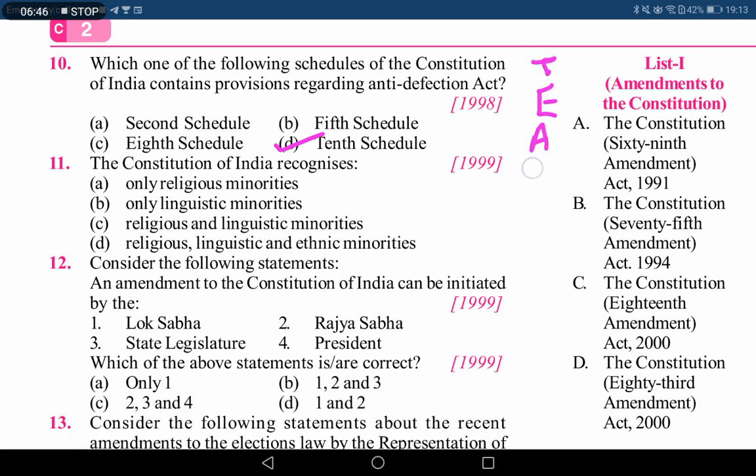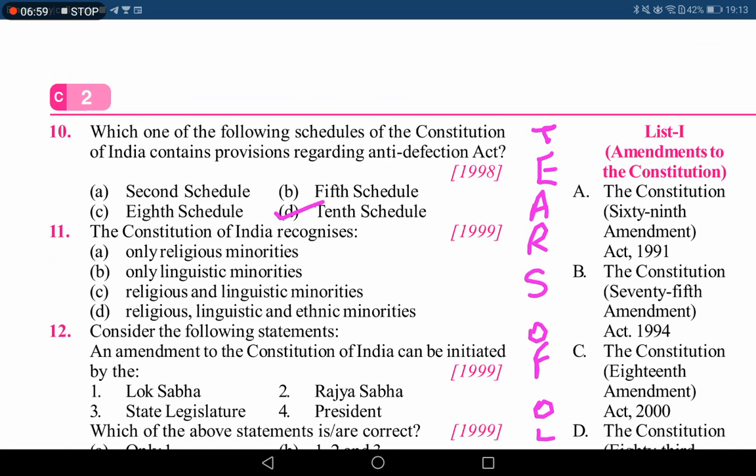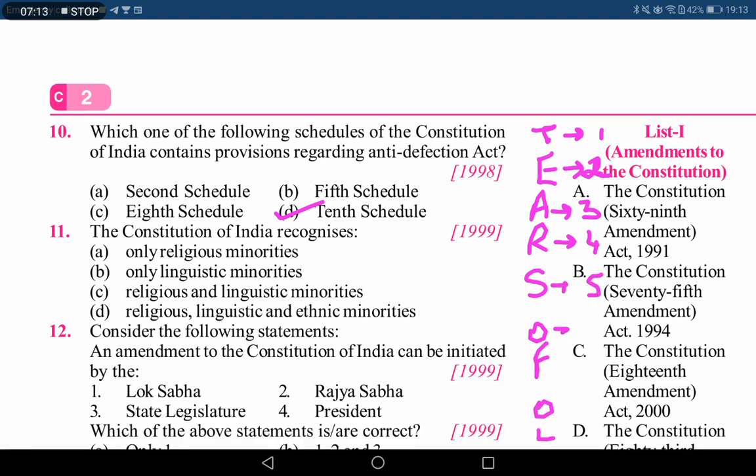This is the way in which you can learn it. First is T. T stands for territories. Then we have the emoluments. Then we have the affirmations and oaths. Then we talk about the Rajya Sabha. Then we have the scheduled areas. Then we have other scheduled areas. Then we have the federal list.